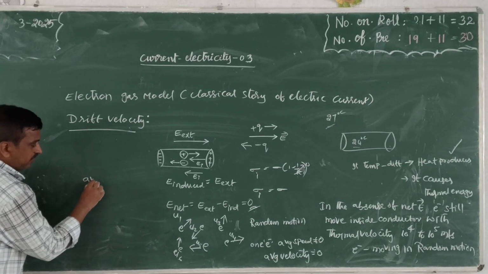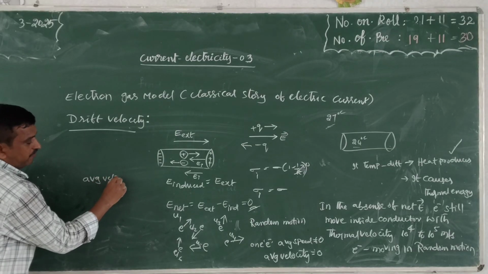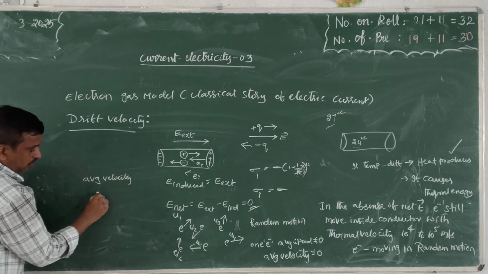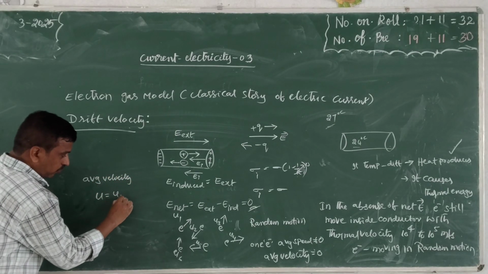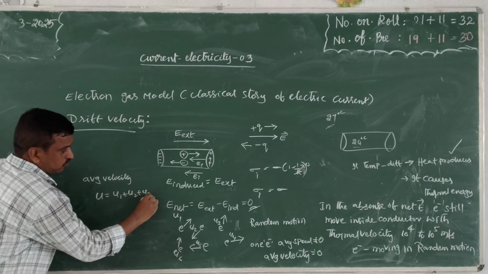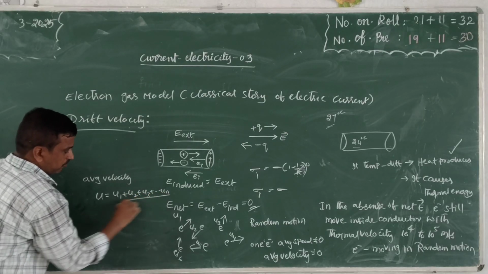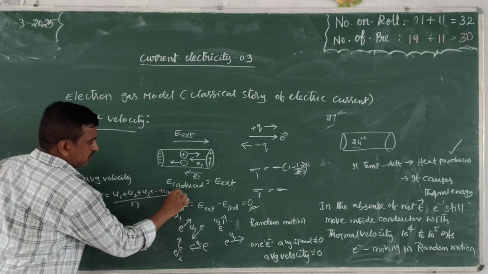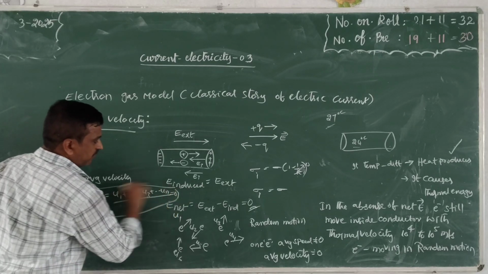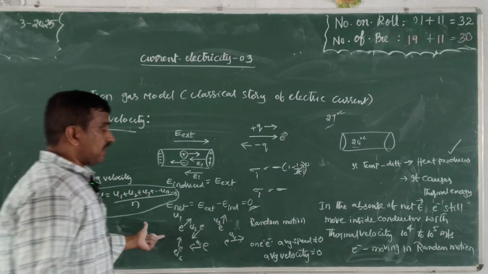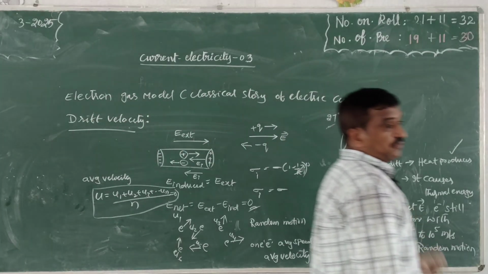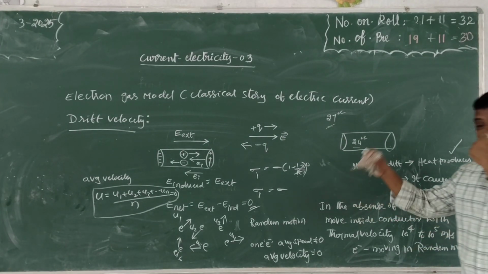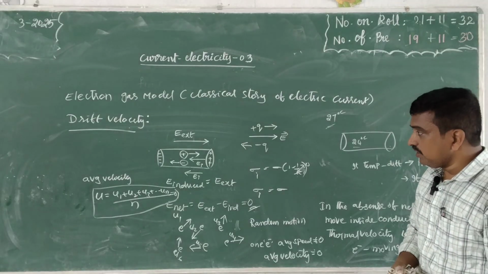What is that average velocity now? Here, the average velocity u equals u1 plus u2 plus u3 and so on up to un, divided by n. So this value is 0. The average velocity of the electrons inside the conductor in the absence of a net electric field is 0, but electrons are still moving inside the conductor.